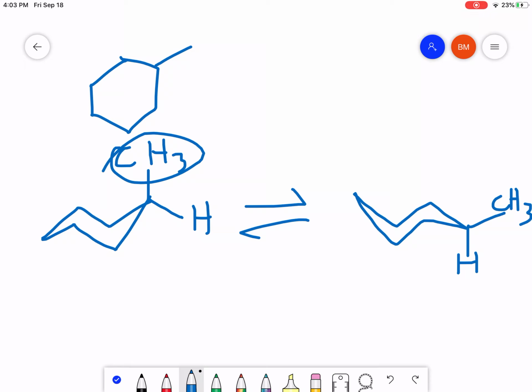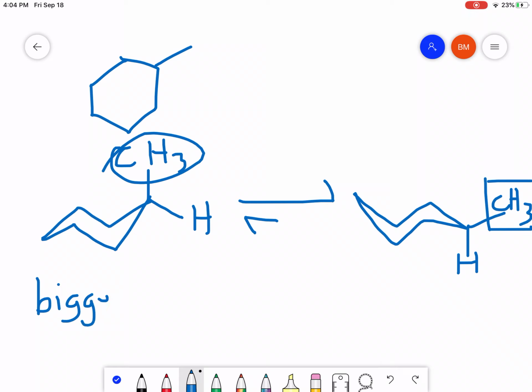These two guys are not equal in stability, and in fact, because of that, the equilibrium will actually favor one side over the other. And I'll tell you, the group that it favors is going to be the one on the right. That's because the bigger group, the CH3, in this case is equatorial. Whenever the bigger groups are equatorial, we have higher stability.